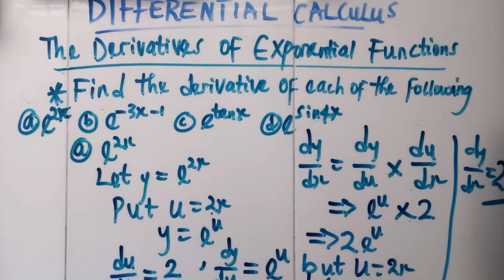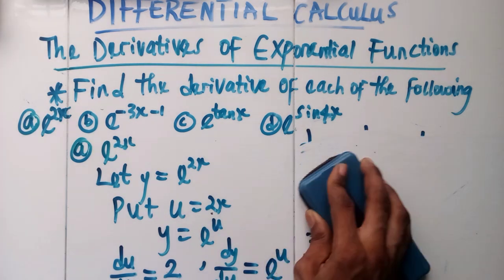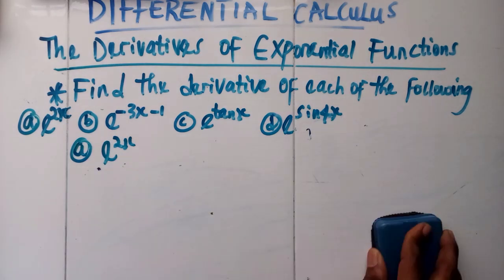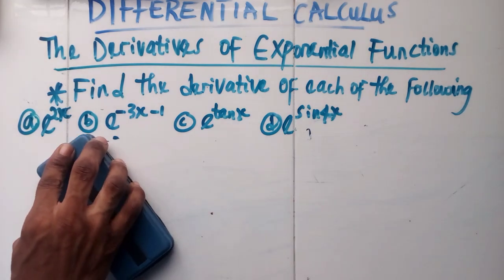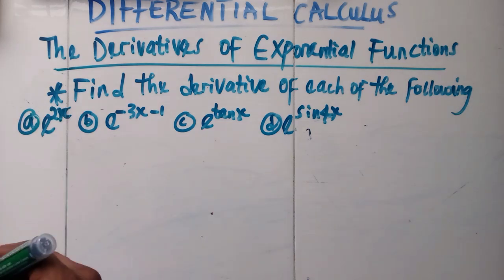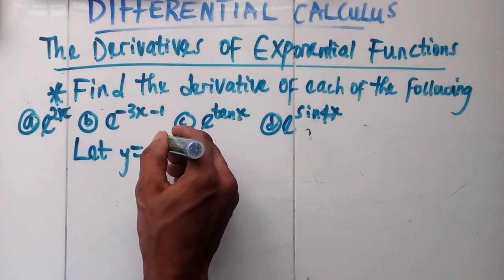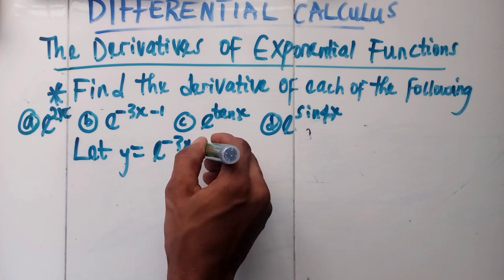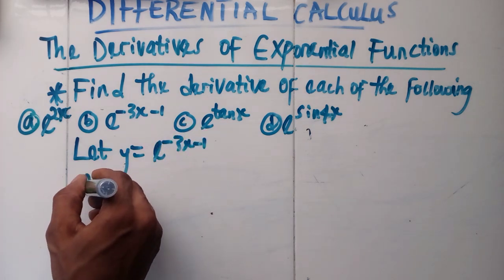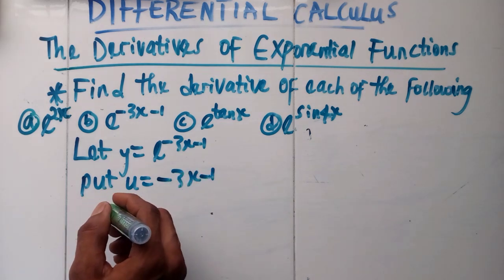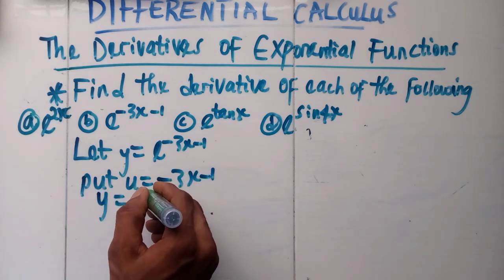The next, second one on the list, says find the derivative of e^(-3x - 1). I will follow the same procedure I used to solve the first one. Step one is to let y be equal to e^(-3x - 1). Then the next thing is to put u to be -3x - 1, so that y will now be equal to e^u.